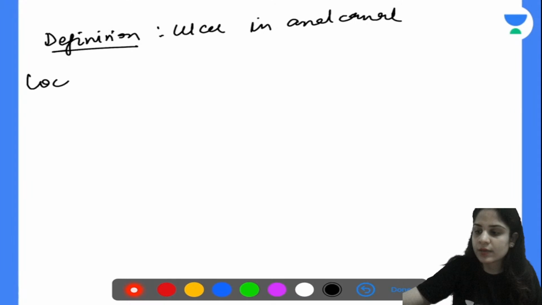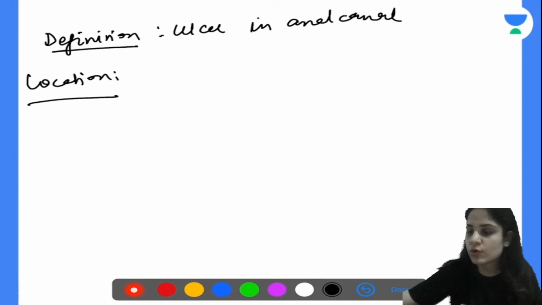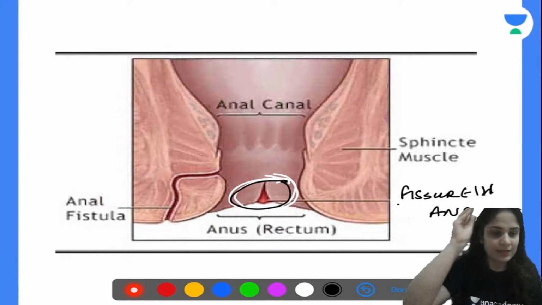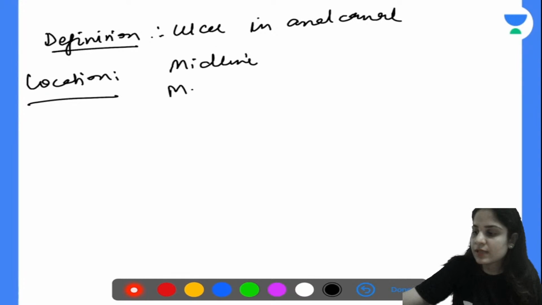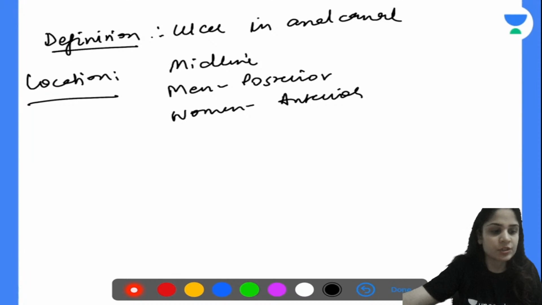Now, what is the location? That is what they commonly ask about this fissure. In this location, it is mostly in the midline, as you can see over here in this picture, and mostly posteriorly, on the posterior wall. If you see it in men, it is present on the posterior wall. If you see it in women, it is present on the anterior wall. Okay, so this is the location for fissure in ano.